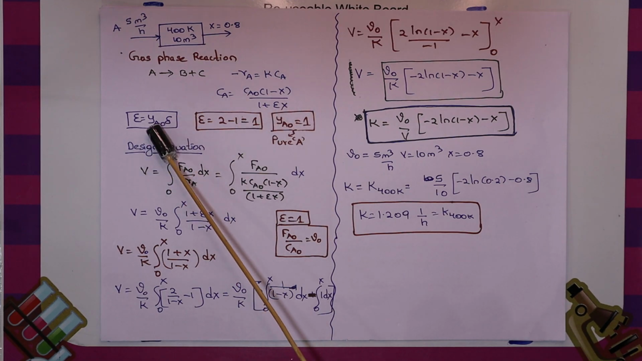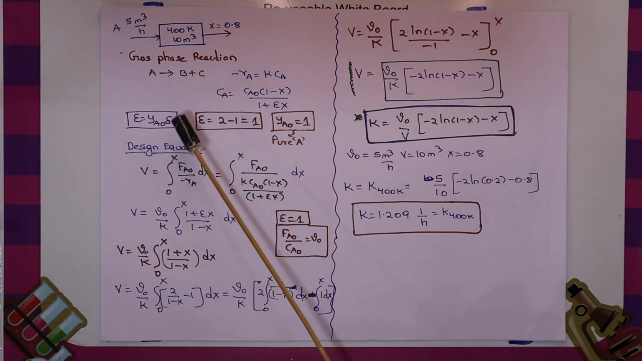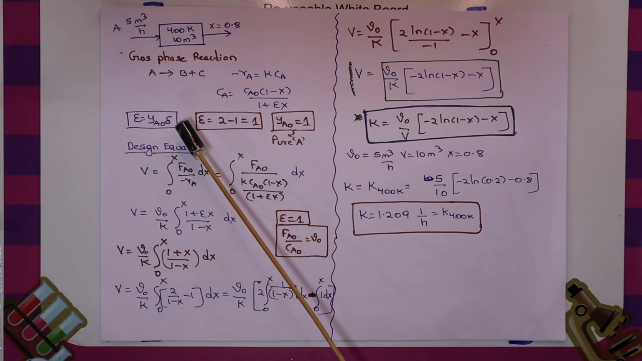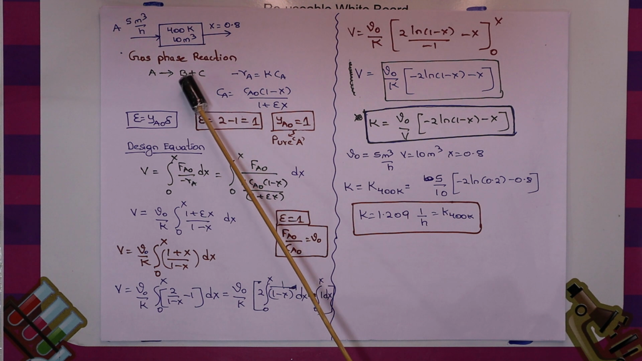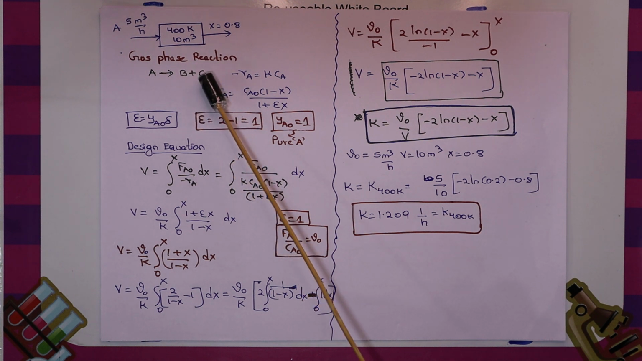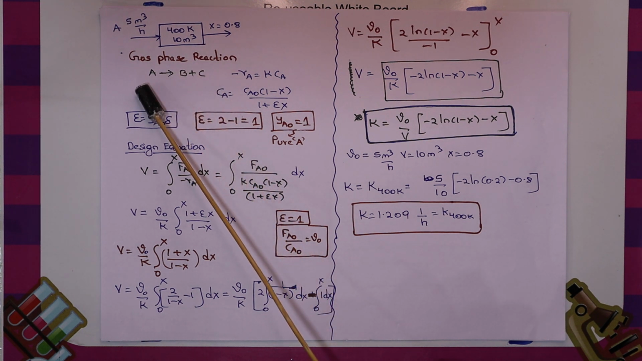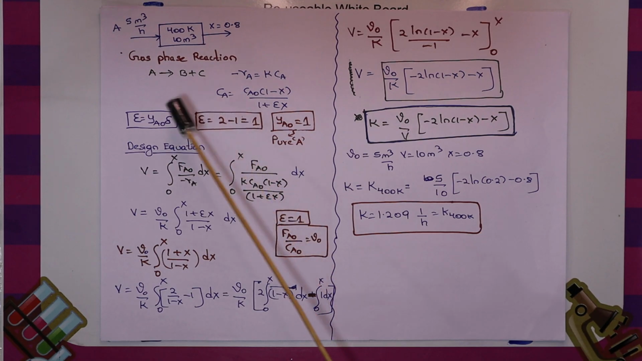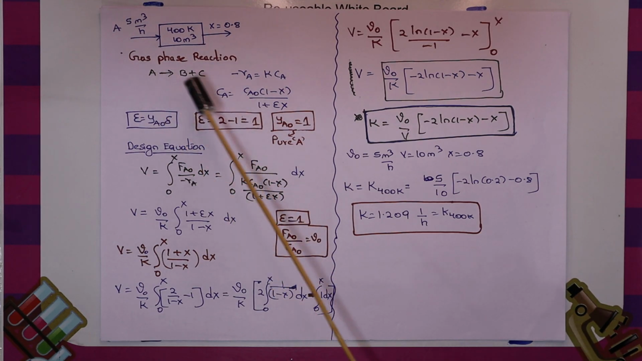Epsilon is nothing but yA0 into delta. What is yA0? The mole fraction of A in the feed. What is delta? Delta is nothing but the stoichiometric coefficients of the products minus the stoichiometric coefficients of the reactants. What is the sum of the stoichiometric coefficients of the products? 1 plus 1, which is 2. What is the stoichiometric coefficient of the reactant? Which is 1.